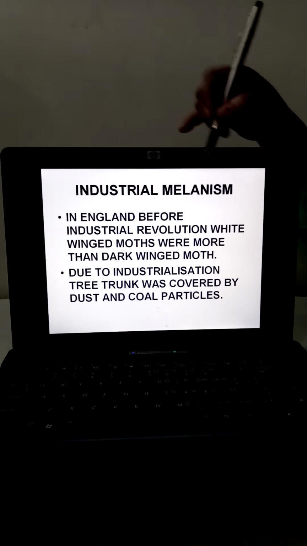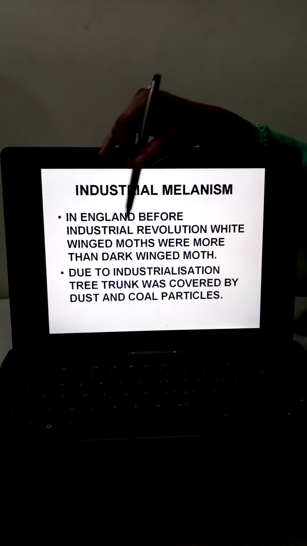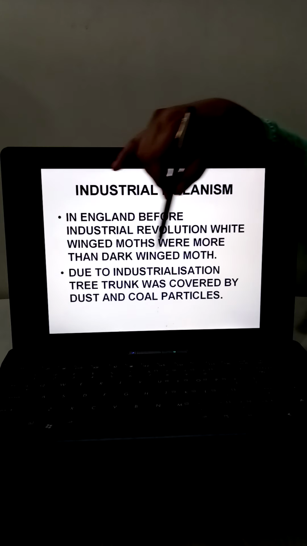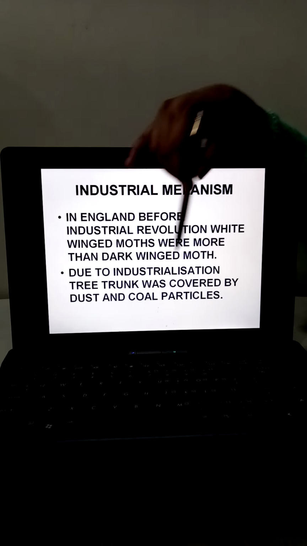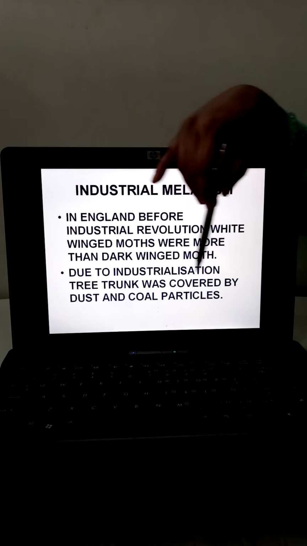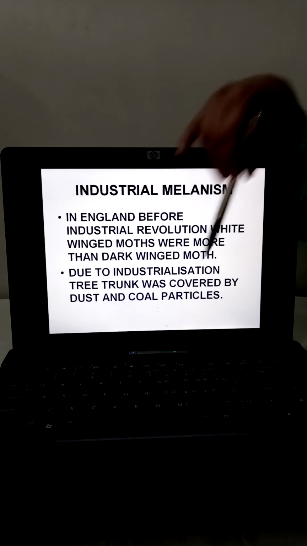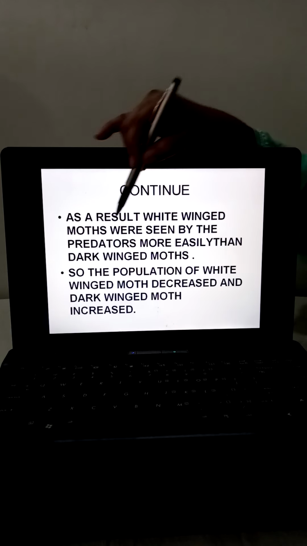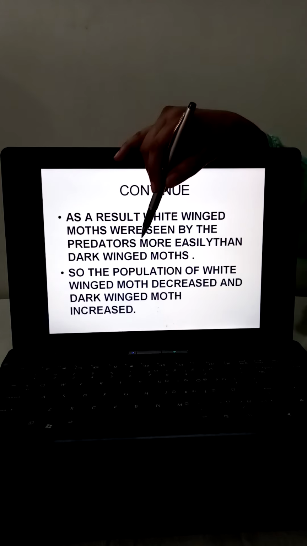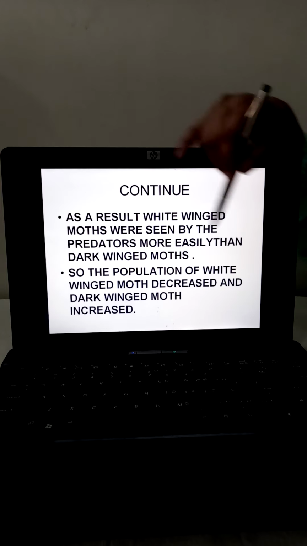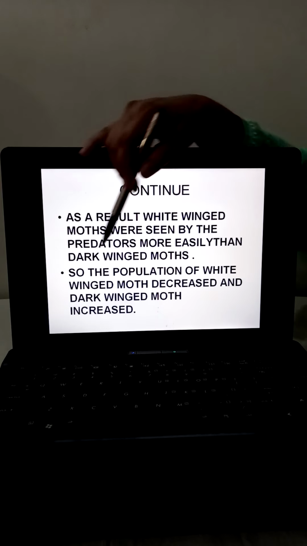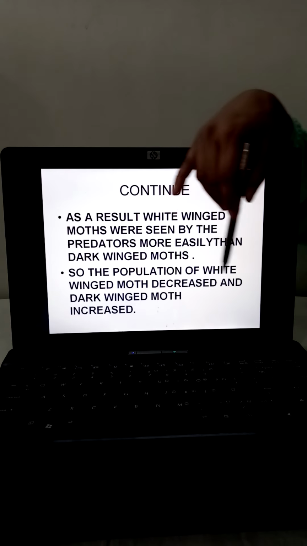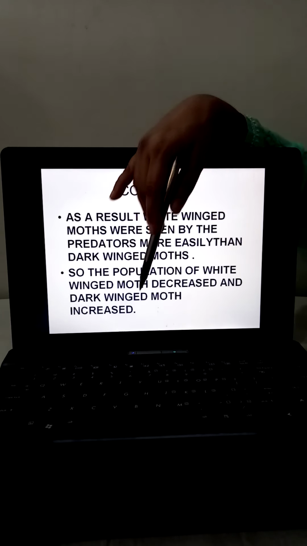Now I'm reading the key points. In England, before the industrial revolution, white-winged moth were more than the dark-winged moth. Due to industrialization, tree trunks were covered by dust and coal particles. As a result, white-winged moth were seen by the predators more easily than the dark-winged moth. So the population of white-winged moth decreased and the dark-winged moth increased.